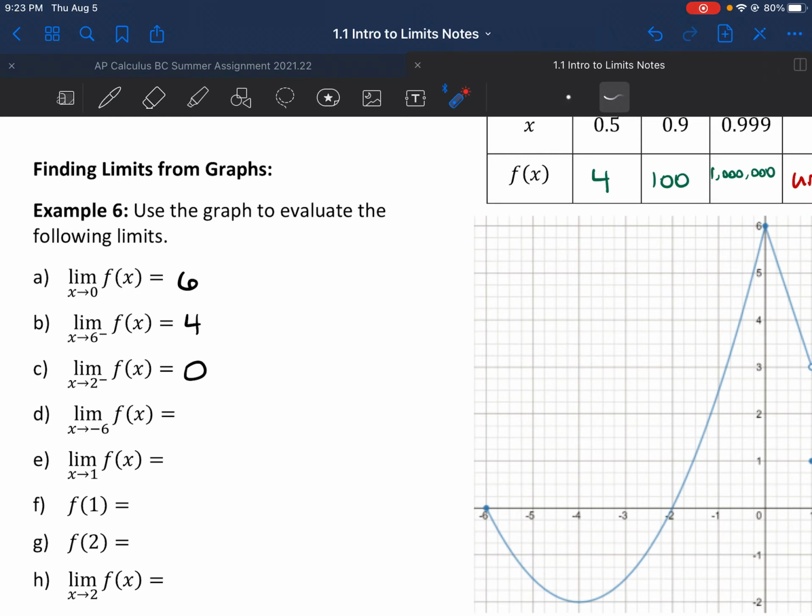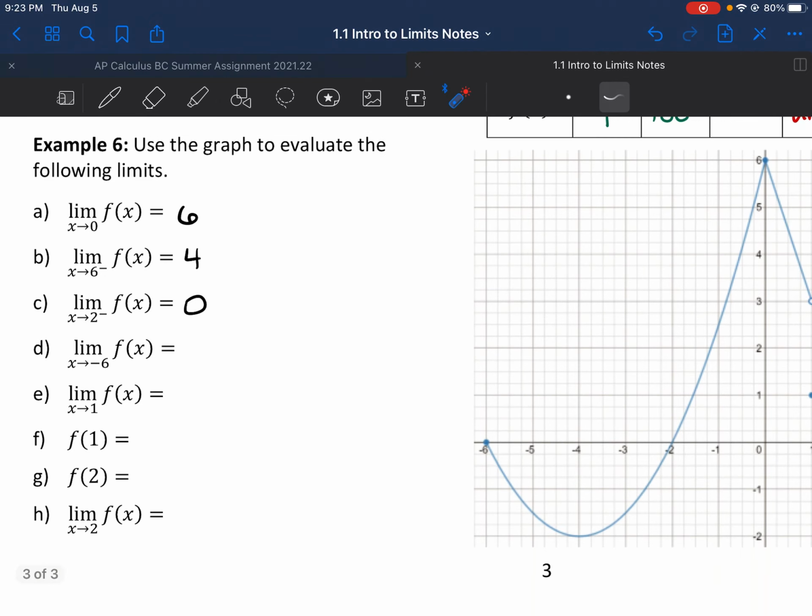Okay. Part D, the limit as x approaches negative 6. Notice it's not from the left specifically or the right specifically, so we have to keep both into consideration. Both the left side limit and the right side limit need to equal each other. And if we look at negative 6, here's negative 6 way over here. Well, as we approach negative 6 from the right side, we can see the y values get really close to 0. But we can't approach negative 6 from the left. There's nothing to the left of negative 6.